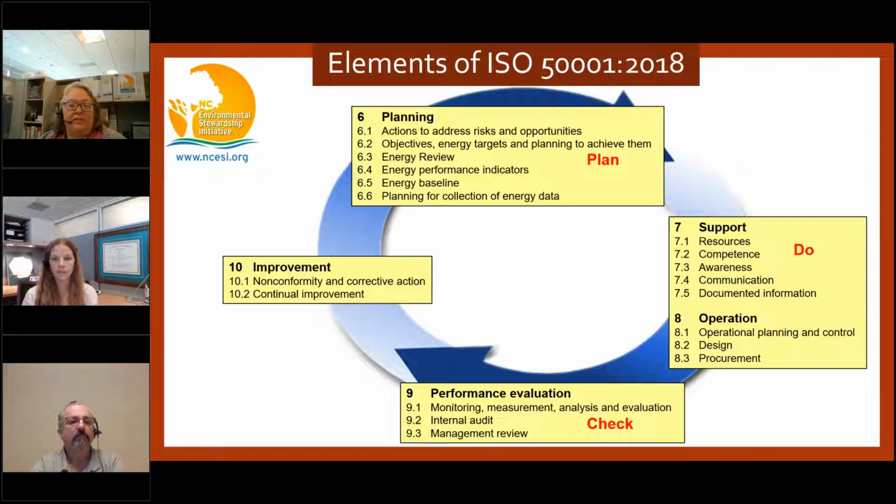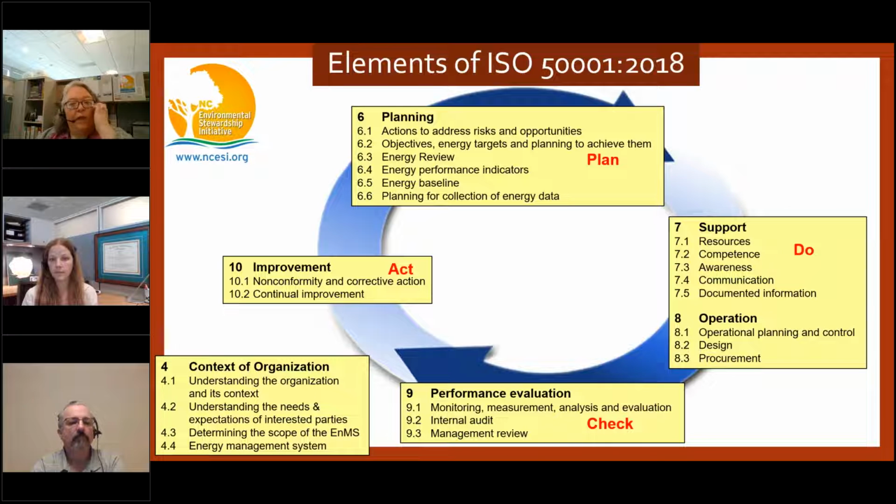Now, there are two other sections of the standard that actually come before these, and they both help with the framework and setting expectations for your facility as a whole. The first of those is the context. You want to understand the organization and its context in the world. You also want to understand the needs and expectations of your interested parties. Determine the scope, what fence line you are going to use for your energy management system, and then a statement on the energy management system itself.